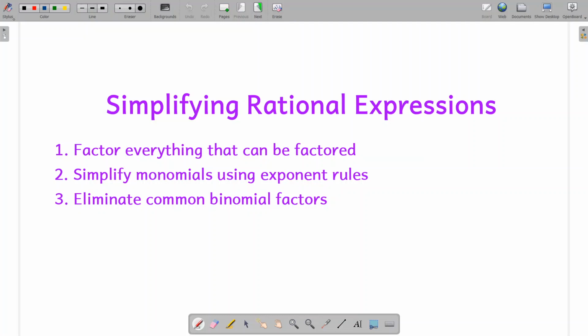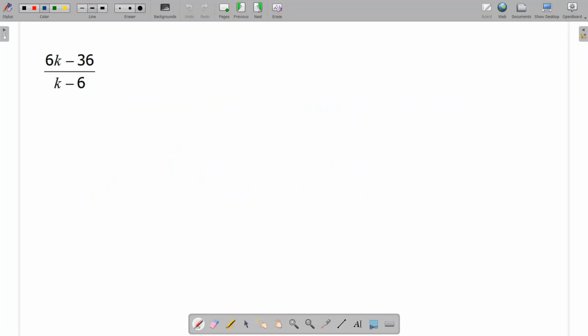When we're looking at a rational expression and we're trying to simplify, there's going to be a lot of factoring involved. The first step is we always want to try to factor everything that we can and then simplify from there. We can either simplify monomials with our exponent rules, or if we have common binomial factors, which I'll show you here in a minute, we can actually eliminate those. So let's look at a few examples. I think that's the best way to become acquainted with these.